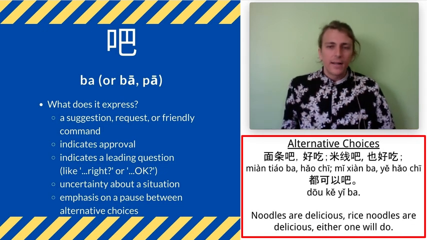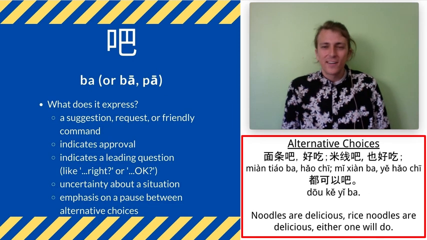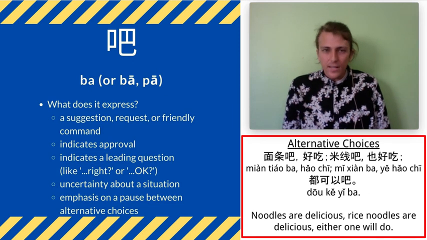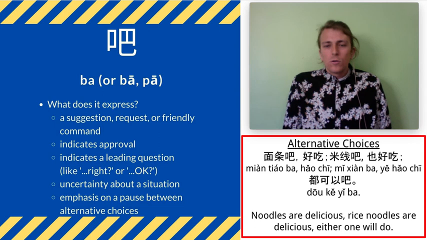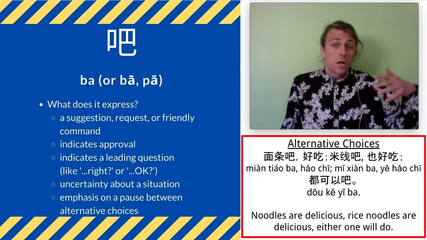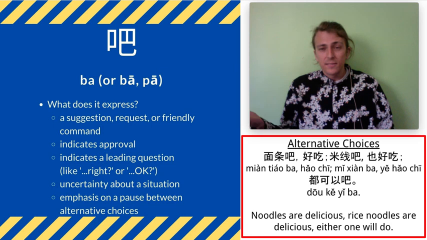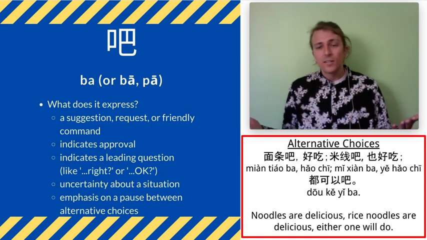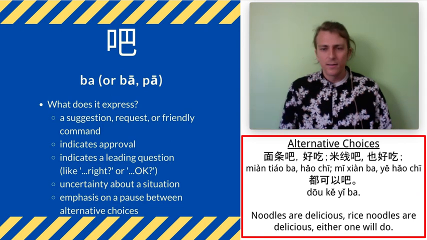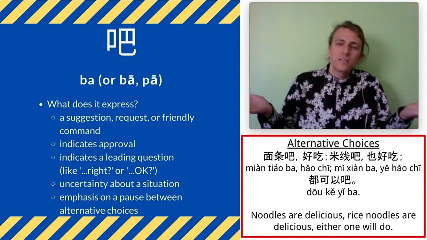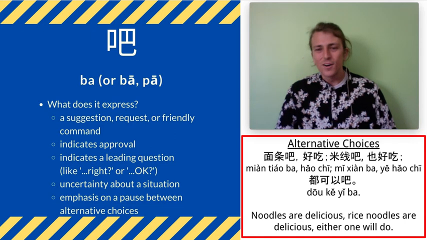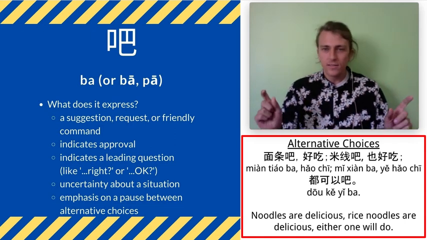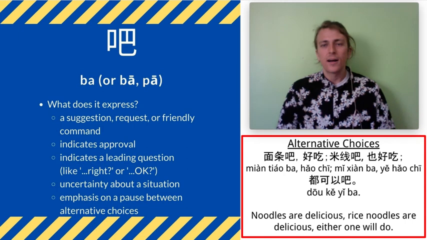Okay, and last one for ba is alternative choices. This is kind of an interesting one. It's sort of similar to how we emphasize items in a list. But look at this example here. Maybe you're at a restaurant and your friend says, do you want noodles, 面条, or do you want 米线, rice noodles? And you say, 面条吧,好吃,米线吧,也好吃,都可以吧? Noodles are delicious, rice noodles are delicious, either one will do. You're just emphasizing the two choices and how they are similar in that way.